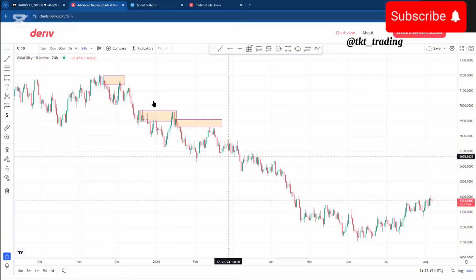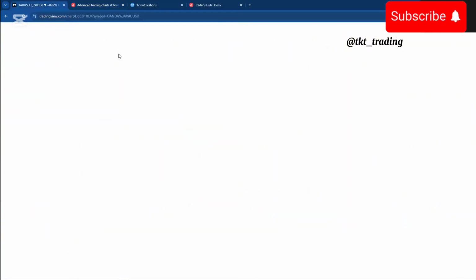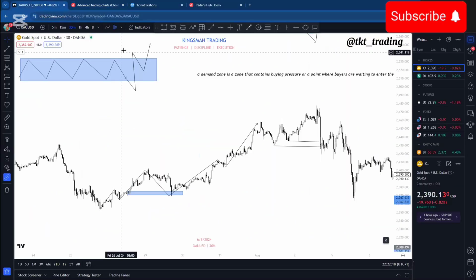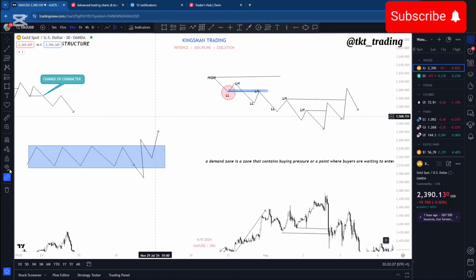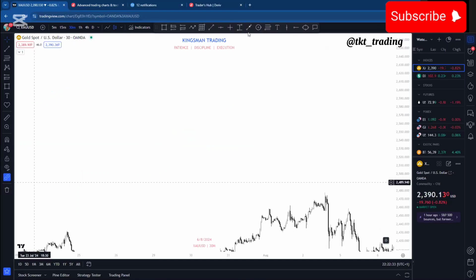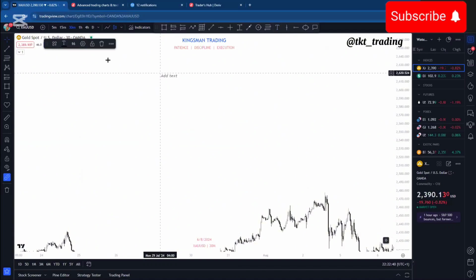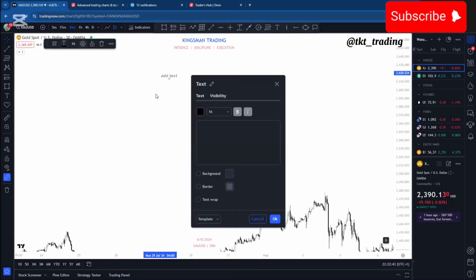So that's it for basic market structure. Now let's move on. Today we're going to be talking about advanced market structure. Let me just clear everything down here and start all over again. Today's topic will be advanced market structure. This is just a summary of yesterday's topic. Yesterday we talked about basic market structure.